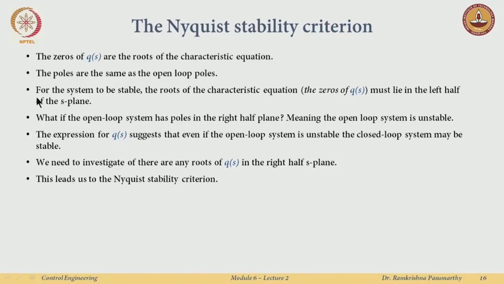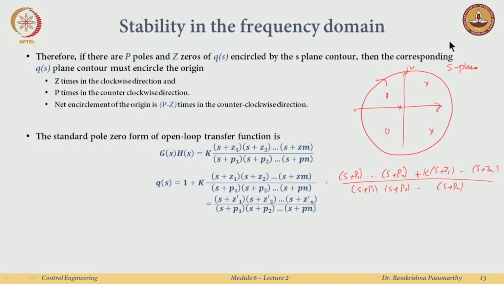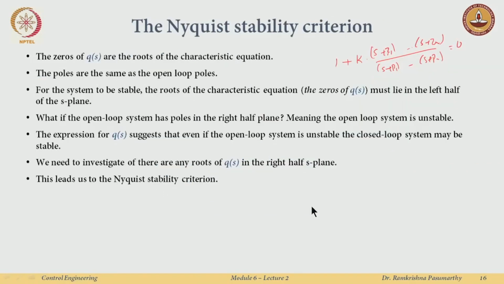Now, when is this system stable? For the system to be stable, the roots of the characteristic equation must lie in the left half of the S plane. The characteristic equation is 1 plus K times S plus Z1 till S plus Zm over S plus P1 till S plus Pm equal to 0, so Q(S) equals 0. That is what we know from the earlier lectures.